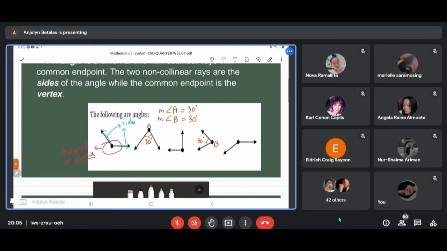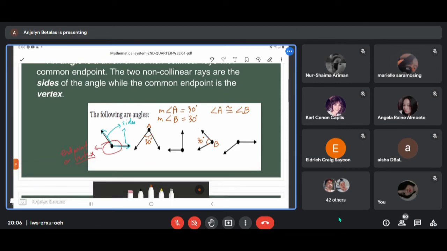That means we can conclude that angle A is congruent to angle B. Definition of congruent angles: if two angles have the same measure, then they are congruent. Conversely, if two angles are congruent, then they have the same measure. Do you understand?